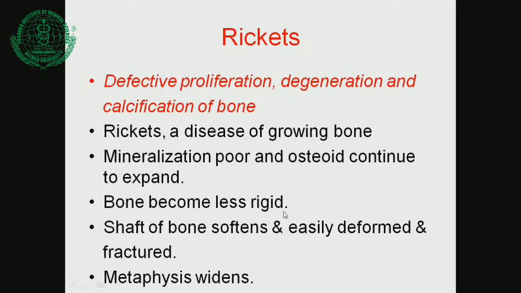Now this is today's important topic, rickets. What is rickets? If you are asked to define rickets, how will you define it? Rickets can be defined as defective proliferation, degeneration and calcification of bone. So all these three must be present, then only good bone will be formed. So there should be good proliferation of the bone cells. There should be osteoblastic activity, osteoclastic activity.